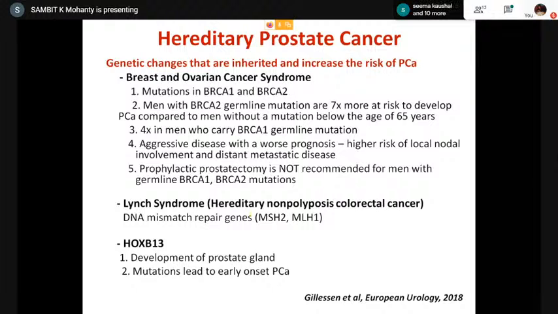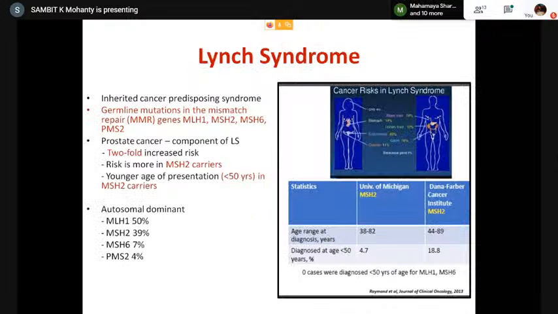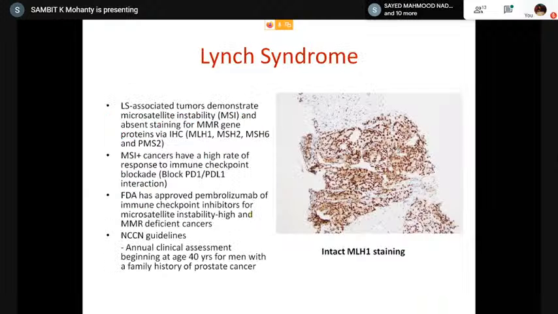In Lynch syndrome, hereditary non-polyposis, DNA mismatch repair gene deficiency, particularly MLH1 and MSH2, is another thing. Then HOXB13, which is a factor for development of prostate cancer, when mutated leads to early onset prostate cancer. This is the case of Lynch, and the predominant one is MLH1, then MSH2, with MSH6 and PMS2 a minority. They have a twofold increased risk, and the risk is more with MSH2 and MLH1. The age of presentation is younger, less than 50 years. This is another Lynch case, with intact mismatch repair protein.